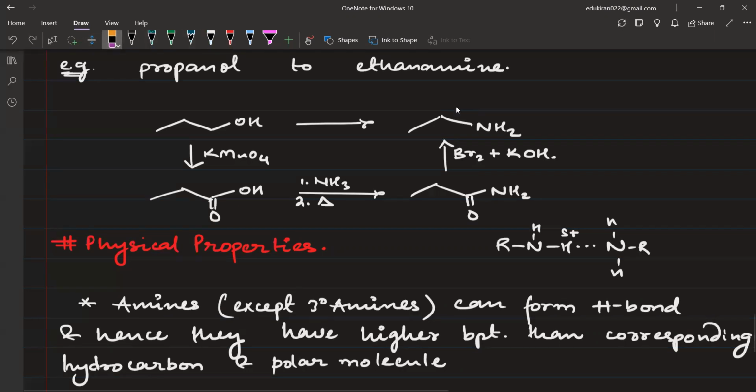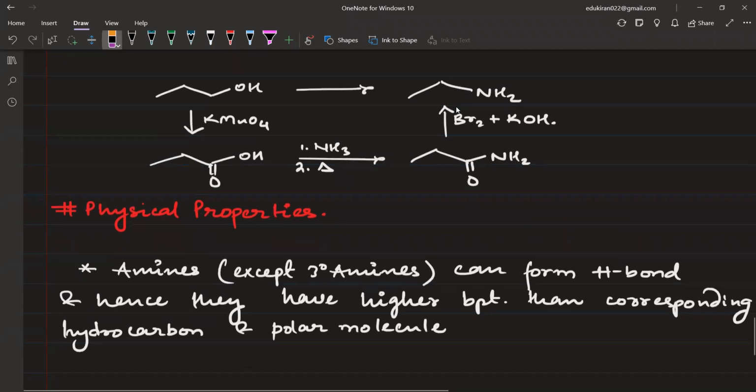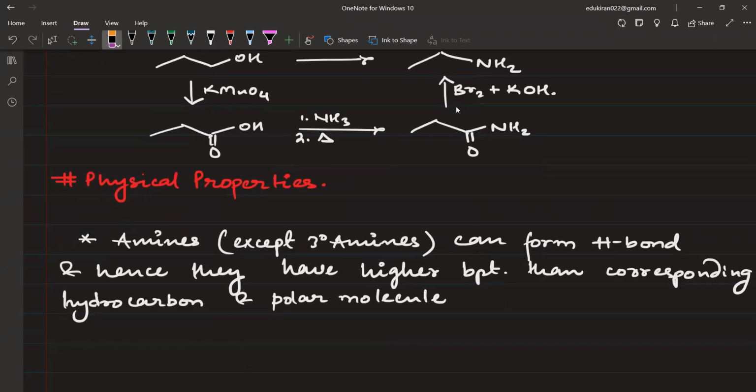So you should have hydrogen bonded to an electronegative element, nitrogen. But in 3-degree amine, you have nitrogen bonded to 3 alkyl groups. This nitrogen is not bonded to hydrogen. That is why there is no hydrogen bond. Okay, so except 3-degree amines, the 2nd-degree amine and 1st-degree amine have hydrogen bond and they have higher boiling point than corresponding hydrocarbons and polar molecules.